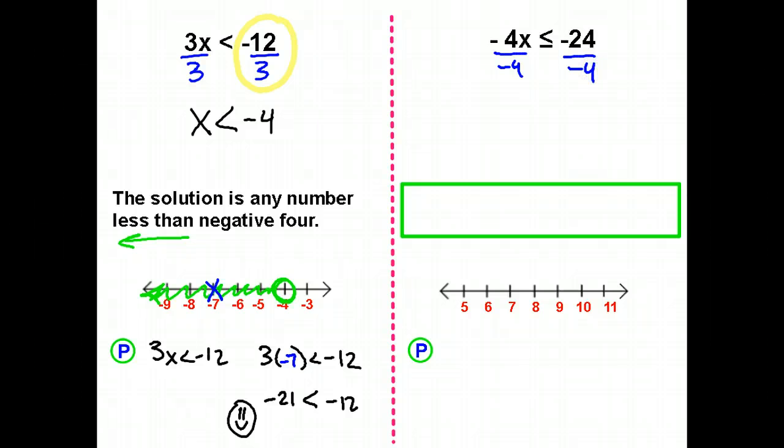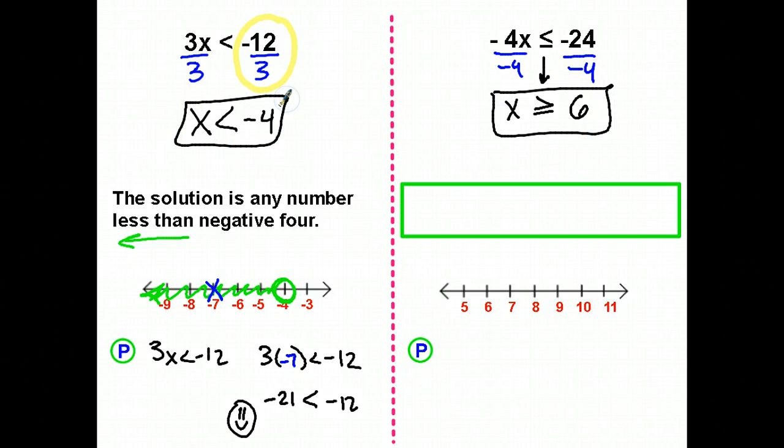And as I come through, I want to simplify each expression. So I have x, negative 24 divided by negative 4 would give me a positive 6. And this is one of those points where it's really important that you pump the brakes and slow down and say, wait a second, I just heard myself say divide by a negative. Okay, it's an inequality. You need to make sure that I flip that inequality sign. So notice we divided by a negative, we flipped it. And we box our simplified inequality.